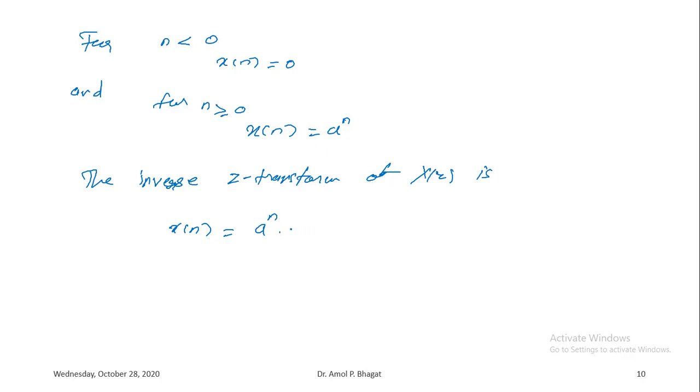I multiply here with u of n. Why am I multiplying a to the power n with u of n? Because for negative values of n, x of n is 0, and for positive values of n, x of n is simply a to the power n, because u of n will be 1 for n greater than or equal to 0. So this is the required inverse Z transform by using the contour integral or complex inversion integral method, or by Cauchy residue theorem.